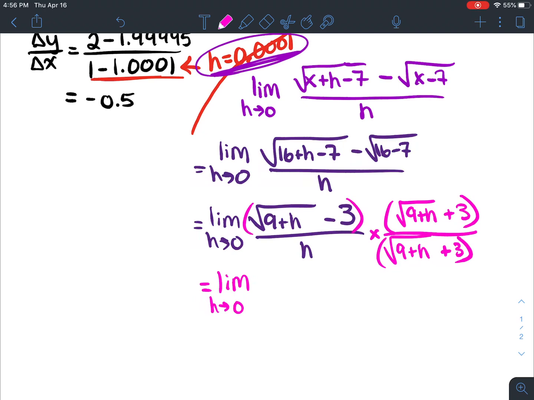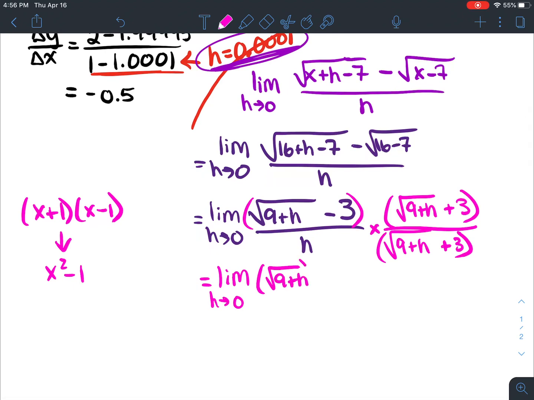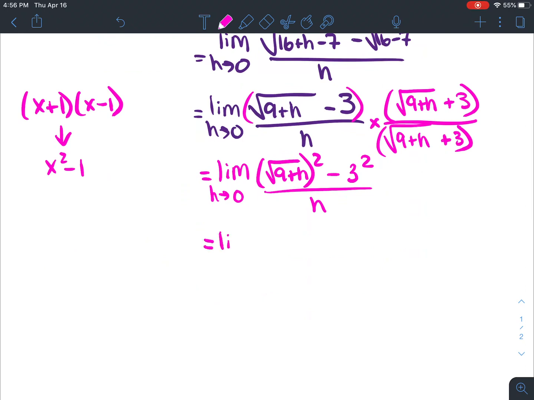So if we multiply the numerators together, check out the video that I made on this if you don't understand that. If we multiply them together, it's a difference of squares, right? Like x plus 1 times x minus 1 expands to x squared minus 1. So I'm going to use my knowledge of that to know that this will expand to root 9 plus h squared minus 3 squared, which will then reduce to, root 9 plus h squared is just 9 plus h, minus 9, over, oh, it wouldn't be over h, sorry, I forgot to multiply it by the rest of the stuff, root 9 plus h plus 3.